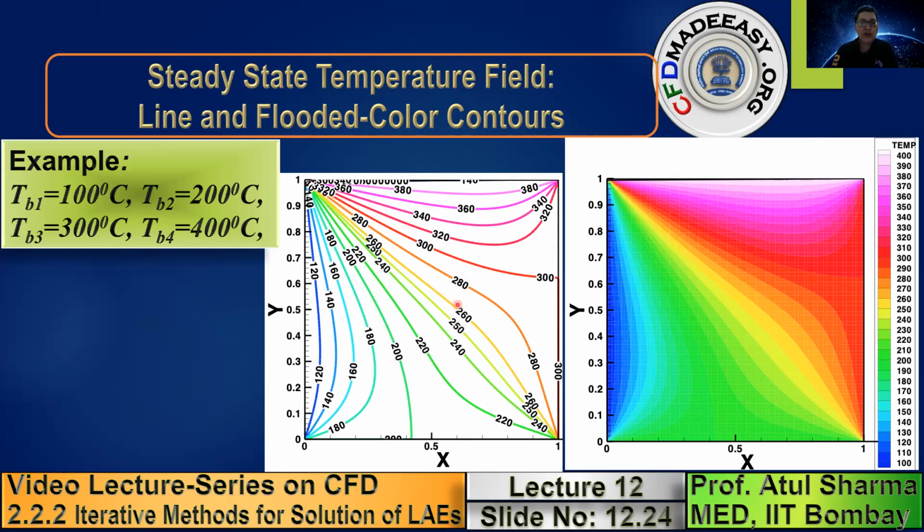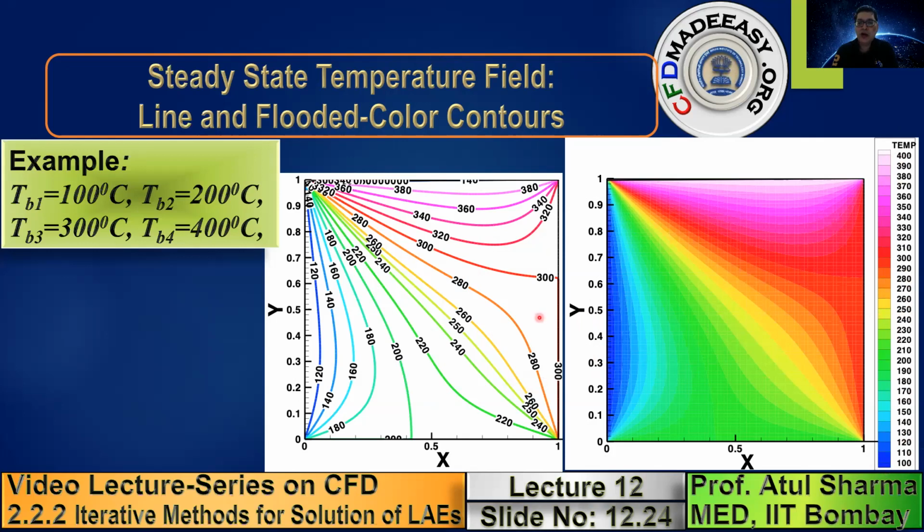What this figure is showing is that on this line the temperature is 280 degrees centigrade. On this line the temperature is 180 degrees centigrade. On this line the temperature is 120. So it's like isotherms, constant temperature lines. This is the line contour of temperature. Along with the line contour, you can also have a flooded color contour. When you have a flooded contour, there is a color bar which is also shown. Like here, the white color corresponds to 400 degrees centigrade, 250 corresponds to a yellow color, 100 degrees corresponds to blue color.